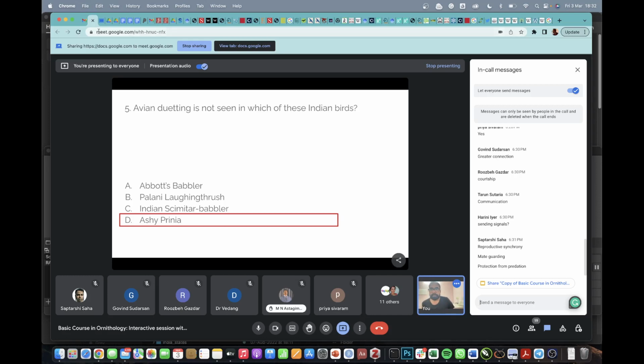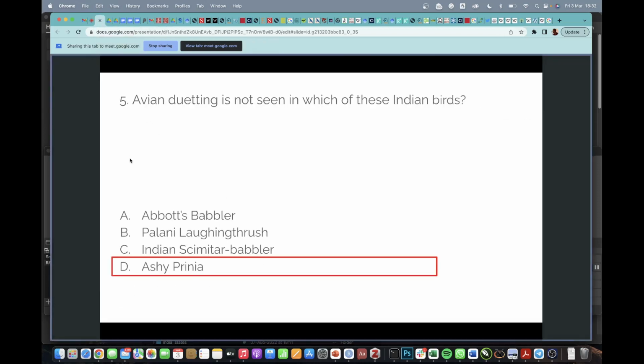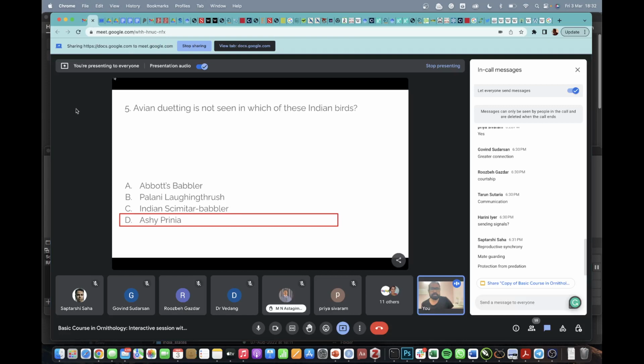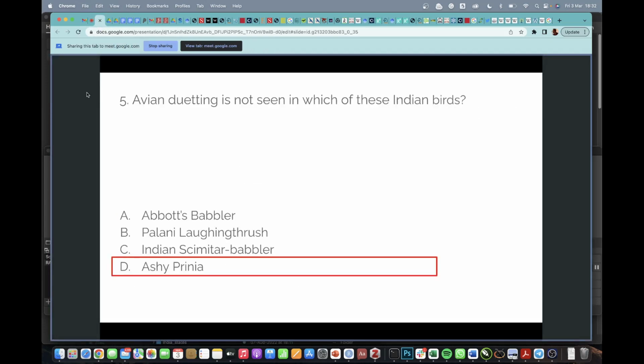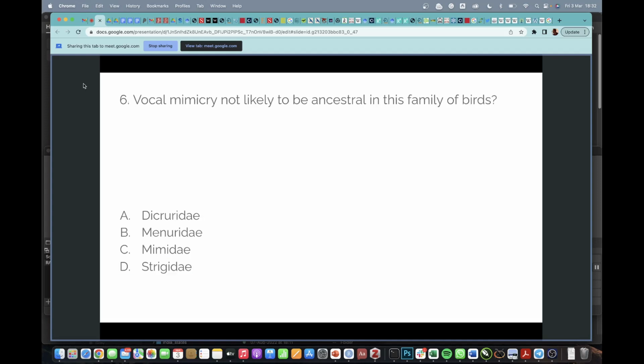So the Indian scimitar babbler is one of the commonest ones. Palani laughing thrush is seen in the mountain tops of the Western Ghats. Abbott's babbler is in the northeast hills. These are some of the common ones. Does anybody else know any other bird that does avian duetting in India? I couldn't think of any. All right, next question.